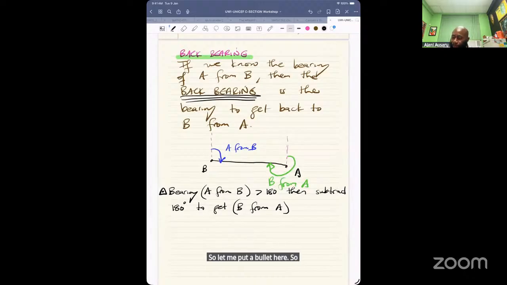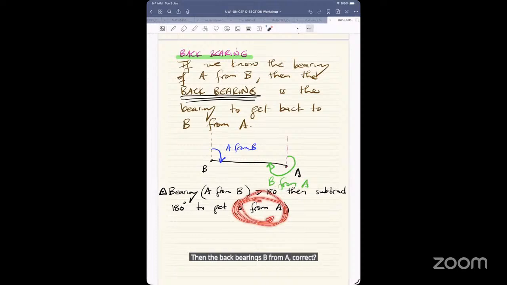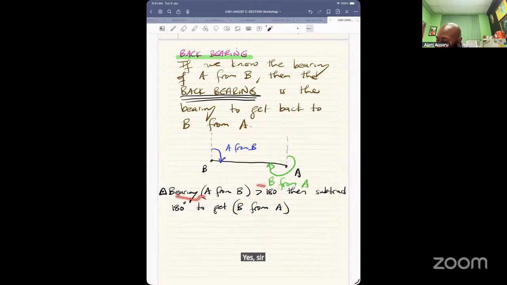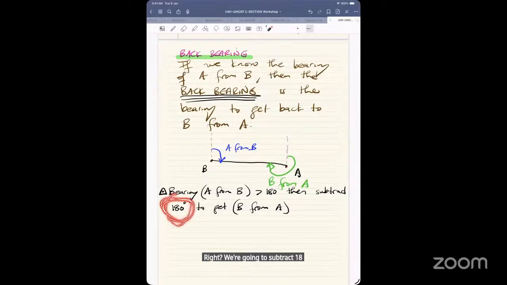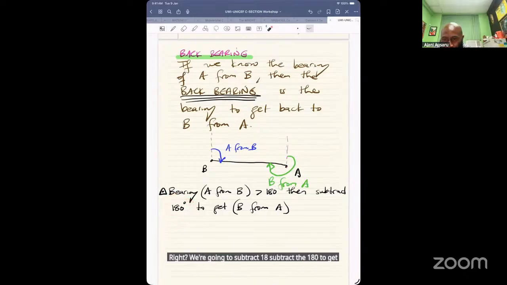So what am I saying? If you are given the bearing of A from B, then the back bearing is B from A, correct? If the bearing is bigger than 180, to get the back bearing, we're going to subtract the 180. Subtract the 180 to get the back bearing. And the other one is very easy, as you're going to see in a minute.